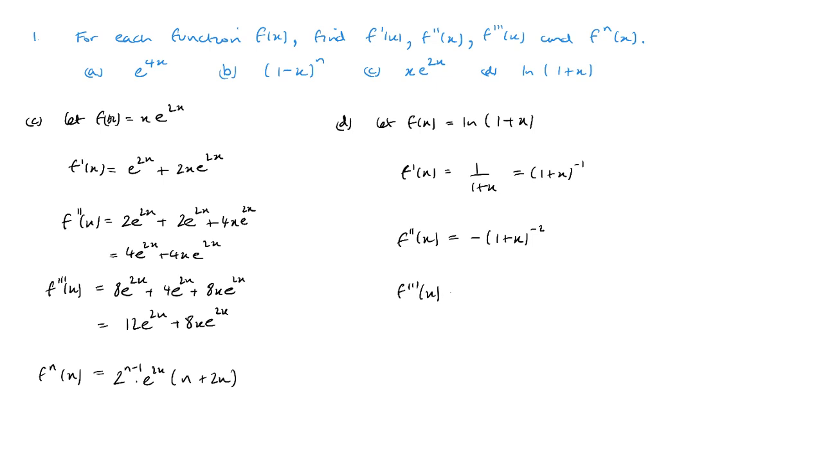Now the third one is 2 times 1 plus x to the minus 3. Let's check the fourth one. I know I don't need to, but to help me find the nth one, I'll times this one then by minus 3 times 2.